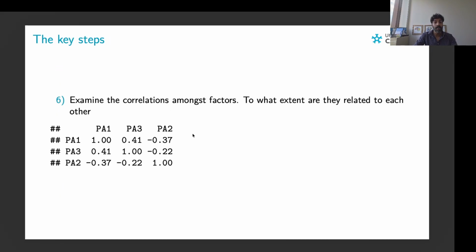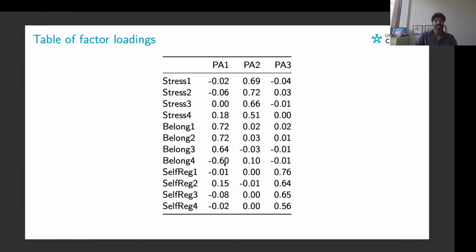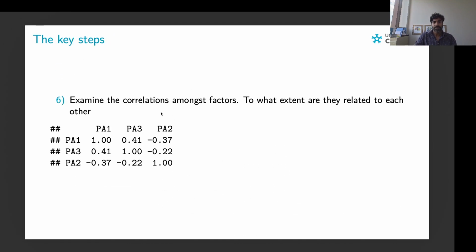And so remember I said that when we're talking about whether the factors could be related or not, we'll start by assuming that they're related. Well, we need to test that. So we do that by looking at correlations between our 3 factors. And we can see to what extent they are related. So here we see factor 1 and 3, 0.4 correlation, 2 and 1, negative 0.3, here 0.22.